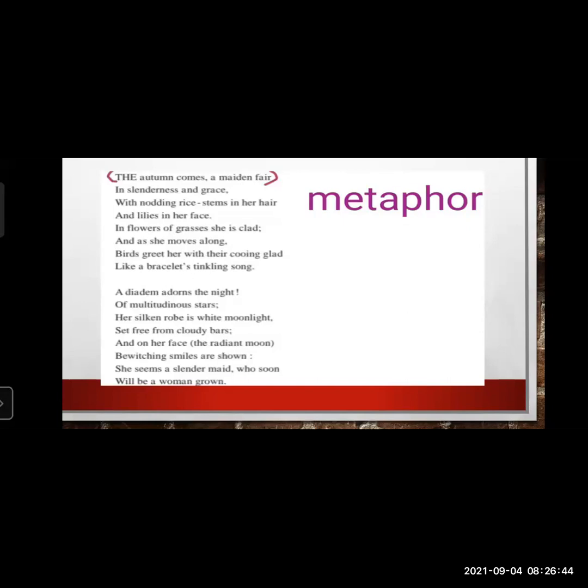The first one is "the autumn comes a maiden far." Autumn comes like a maiden far, autumn arrives like a young beautiful girl. And the second one is "her silken robe is white moonlight." So this is the second example of metaphor.